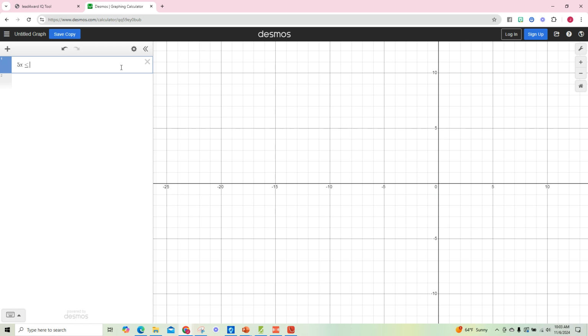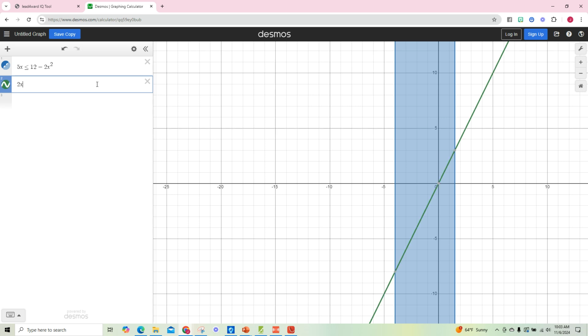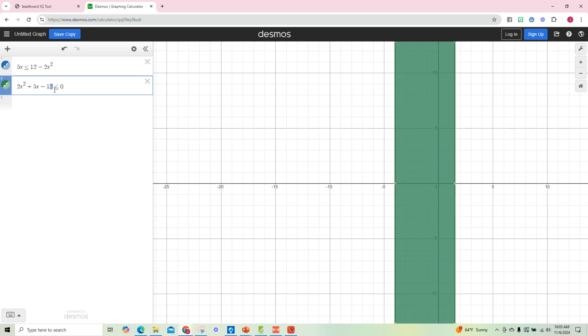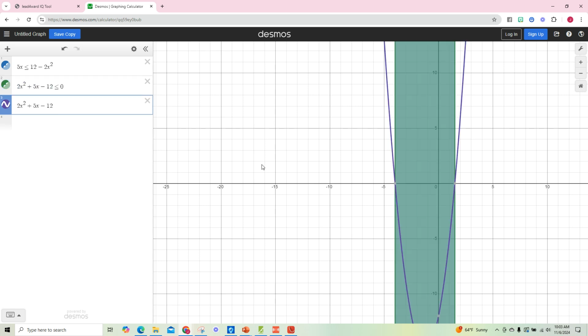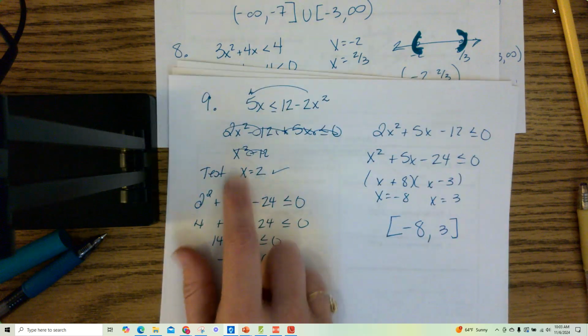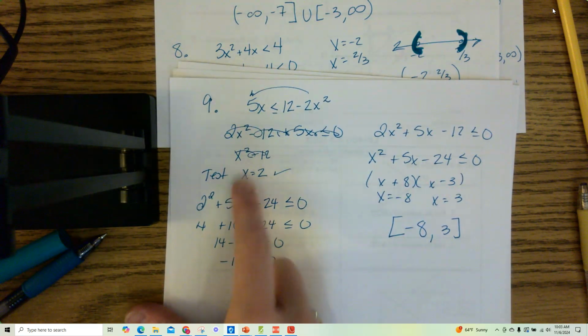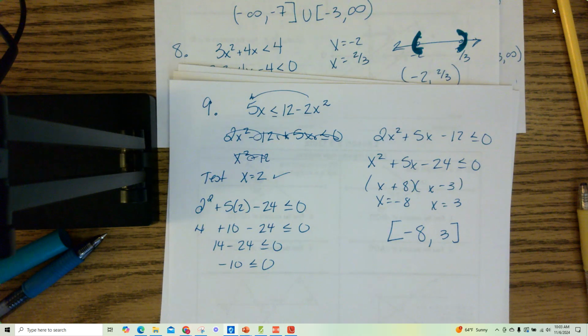So 5x is less than or equal to 12 minus 2x squared, and then we changed it to 2x squared plus 5x minus 12. So again, there it is on the graph. I just pick a number in between those two solutions and test it. If it makes the inequality true, then it's the middle area. If it doesn't, then it's the outer areas. It's where we have that union.